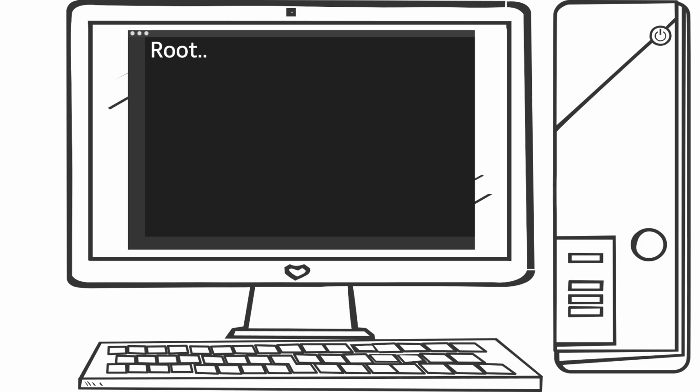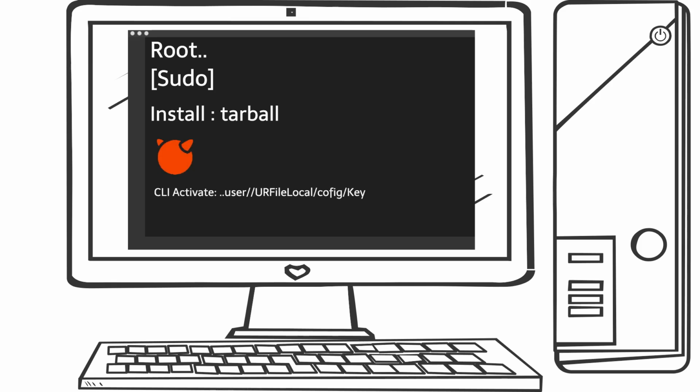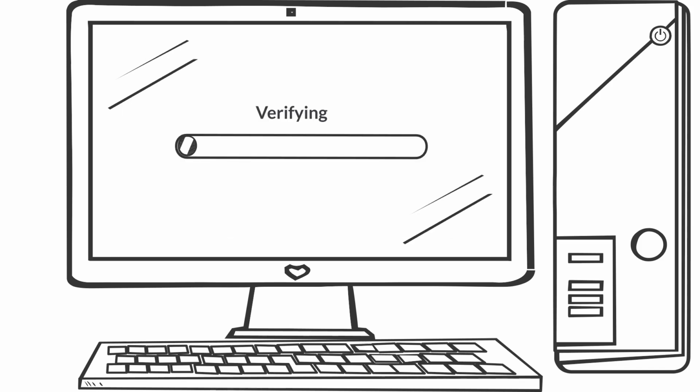At either a root prompt or using sudo, install the package contained in the tarball. This package contains the EPM daemon, which will be used in the next step. Call the EPM CLI activate command with a path to the config file and installation key. Afterwards, execute the EPM CLI status command to verify connectivity to EPM SaaS and that policies have been downloaded.